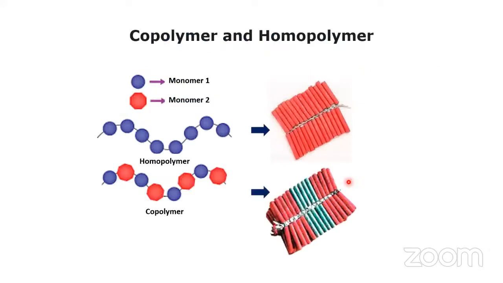So for your understanding of what copolymers and homopolymers are, I have shown here an easy representation of the polymeric chain, which I have already explained to all of you. A homopolymer is nothing but a similar kind of repeating unit, and a copolymer has two or more types of monomeric units in it.